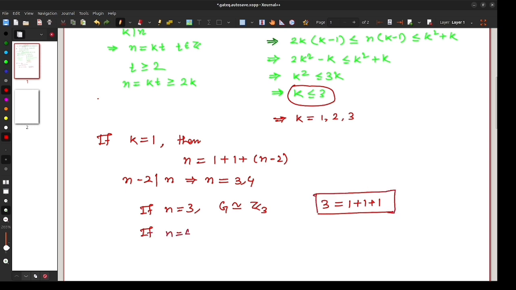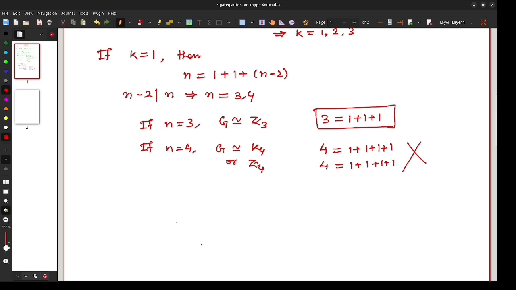Now if n equal to 4, then G must be isomorphic to K4 or Z4, because up to isomorphism there are 2 groups of order 4. If G is isomorphic to K4, then the class equation will be 1 plus 1 plus 1 plus 1, and if G is isomorphic to Z4, then the class equation will also be 1 plus 1 plus 1 plus 1. In either case, G has 4 conjugacy classes, so G cannot be isomorphic to K4 or Z4. So in this case, there is no such group.